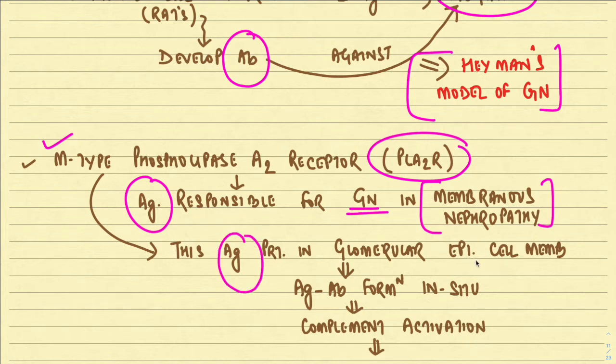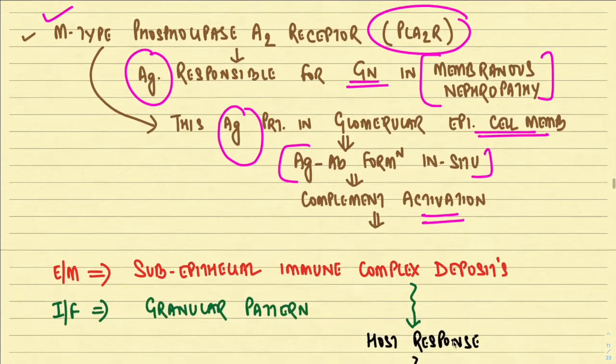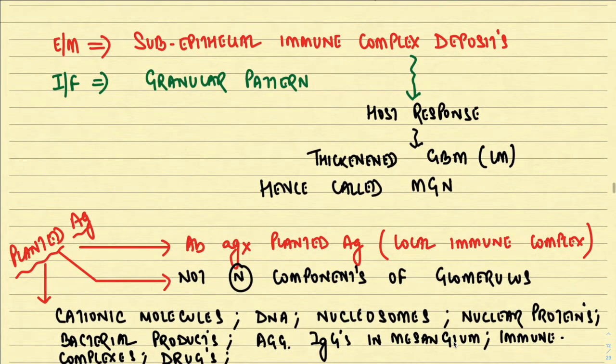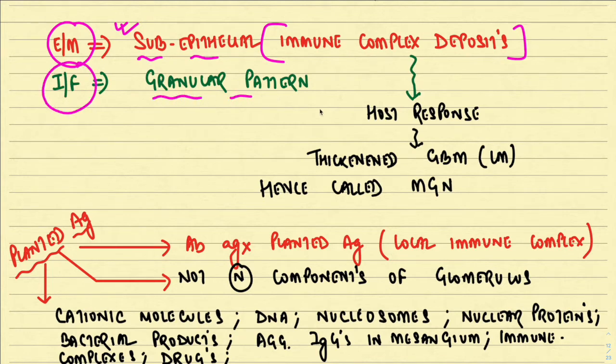Now this is the antigen which was responsible for glomerular nephritis in case of membranous nephropathy. This antigen present in the glomerular epithelial cell membrane induced antibody formation and led to antigen-antibody formation in situ, that is at the level of the kidney, leading to complement activation. Once complement activation was there, there was classical in situ immune complex formation. By electron microscopy, in this in situ variety, characteristically you have subepithelial immune complex deposits. Very important, subepithelial immune complex deposits. By immunofluorescence, this will show a characteristic granular pattern.